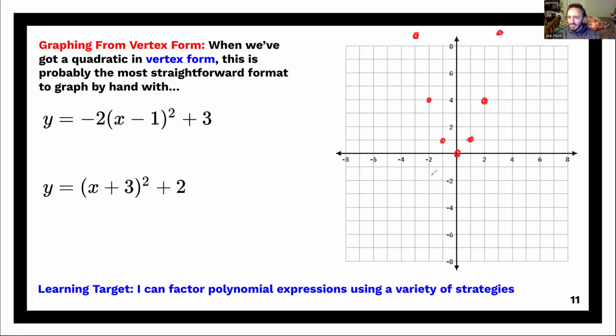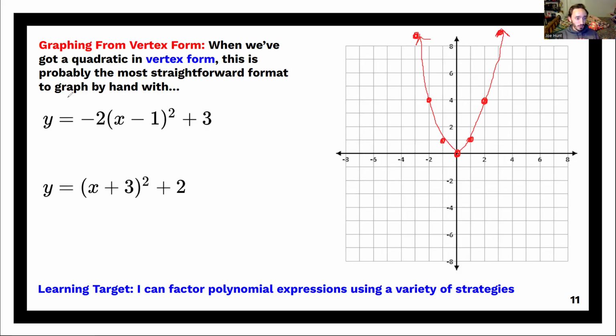So if you find that you're running out of room on the graph, you don't necessarily have to carry the pattern all the way out. So long as you get some of the most important coordinates, like the vertex, maybe the first couple, just to get a good idea of the shape of the graph. It doesn't have to be perfect.